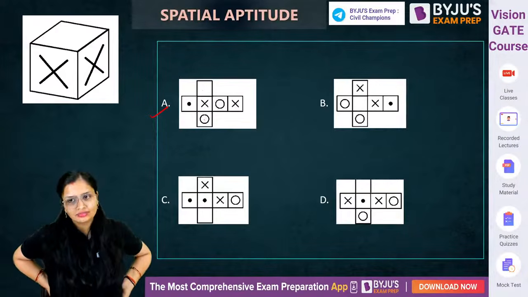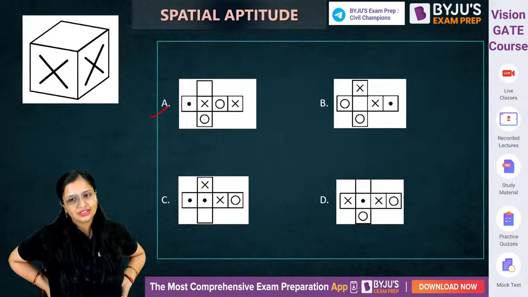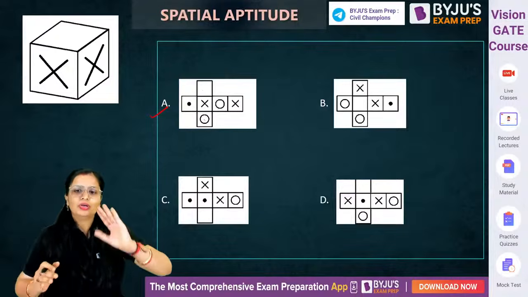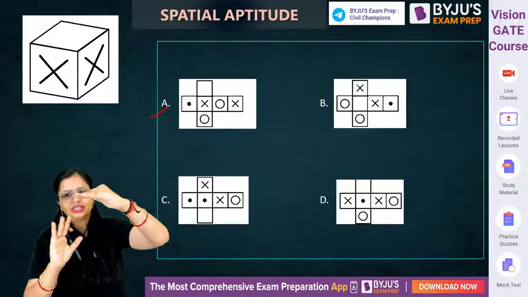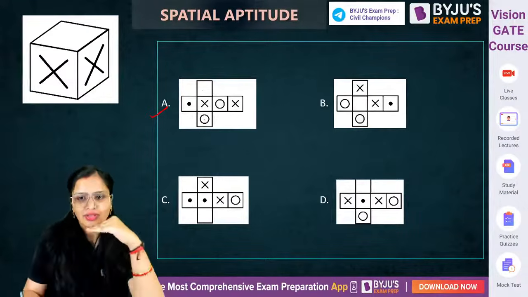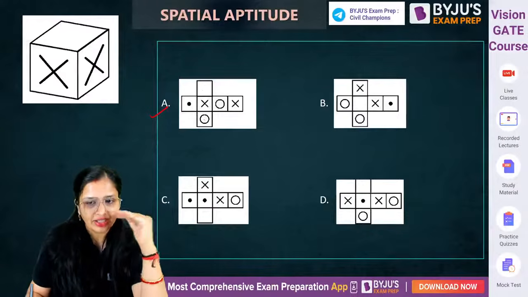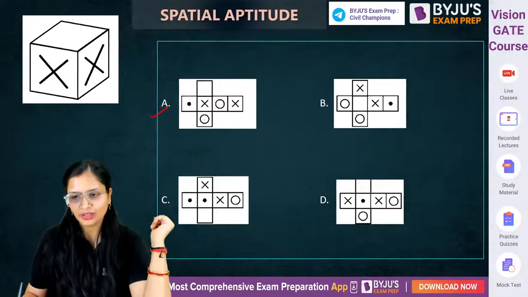Yes or no, will it be B? A or B, which will be the correct one? Visualize. Fold the upper one from the top, this circle will go here, the circle will go inside. Will it be A or B? Come on guys, one answer.